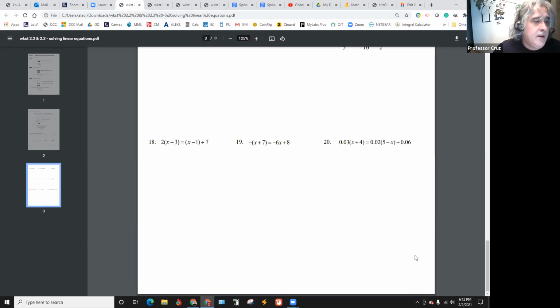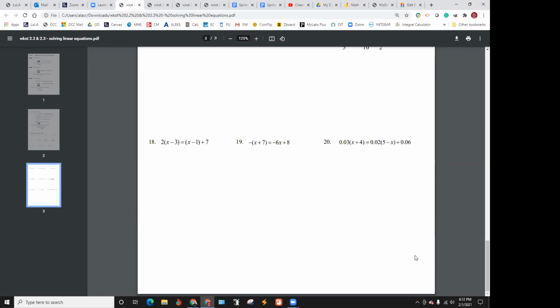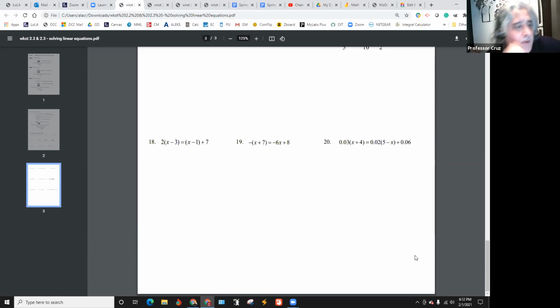All right, what about 19? Did somebody say x is equal to 3 or something like that? Yeah. All right, and then 20, and like I said, take a poke at it if you can.